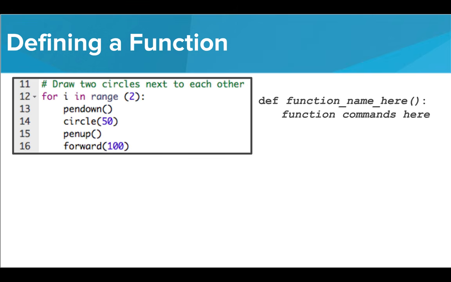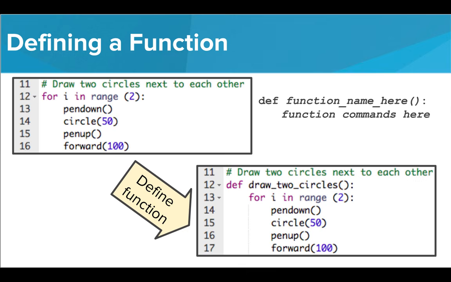Let's look back at the part of our 4 circles program we want to turn into a function. To define this function, we need to name it, and we've decided here to call it draw 2 circles, which follows all of our naming rules.